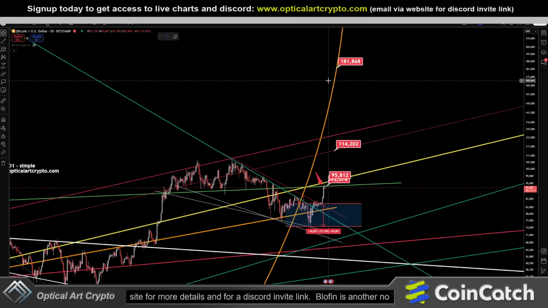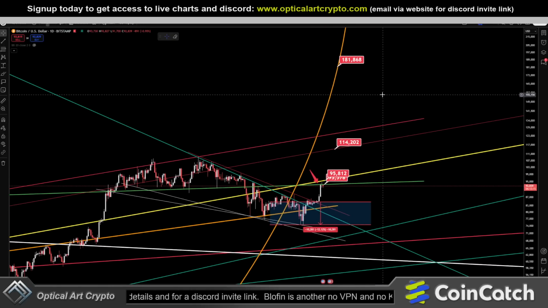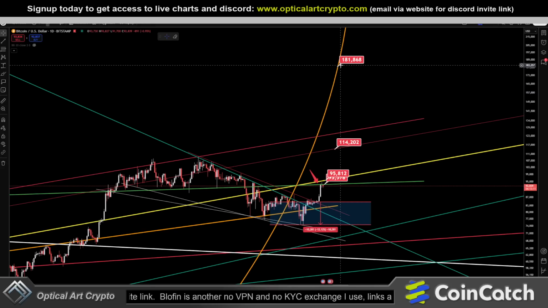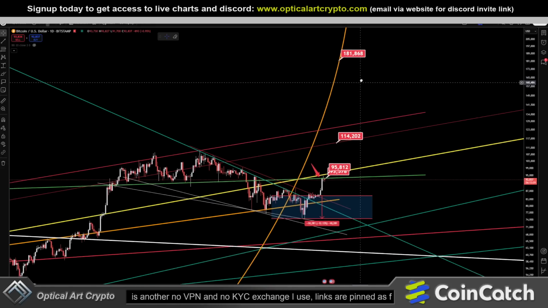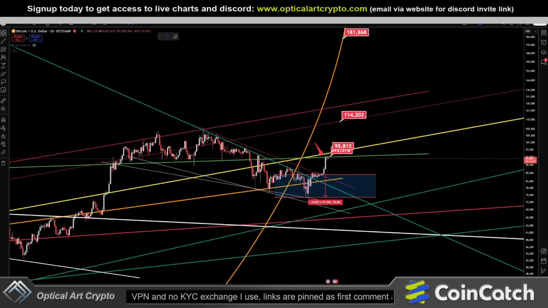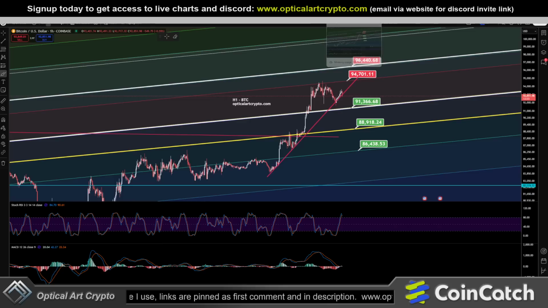And again, that depends on when we hit it, depends on when we get rejected. Now, I'm not saying we're going that high. I just like to have those targets just in case. But let me go back to this other chart so I can give you support levels, and then we'll cover the altcoins as well.